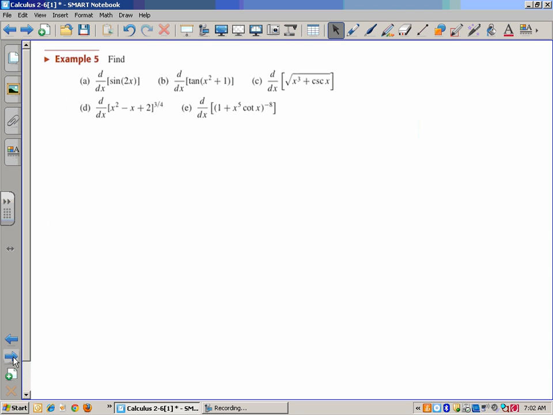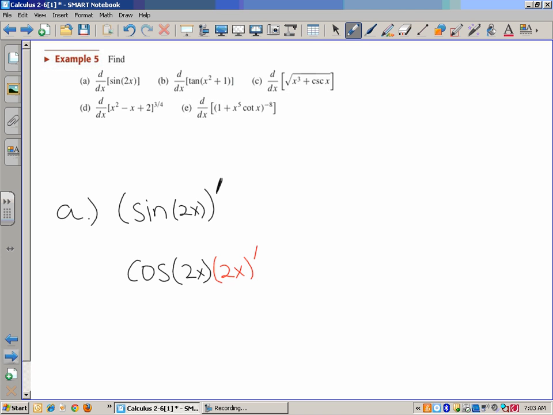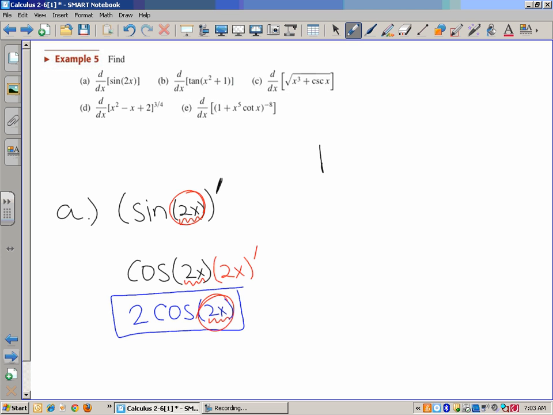Okay, example 5. Find the derivative of the following. Let's take a look at A, the derivative of sine of 2x. First things first, we're going to take the derivative of sine. The derivative of sine is cosine. That remains unchanged. But now I need to take the derivative of the inside, which is 2x. Well, the derivative of 2x is simple. It's 2, now cosine of 2x. The important piece here, and I am stressing this because it is very important, is that this is still here in parentheses. If you look at your final answer and whatever was in here is no longer in here, you've done something wrong. Experience says that students make that little mistake.